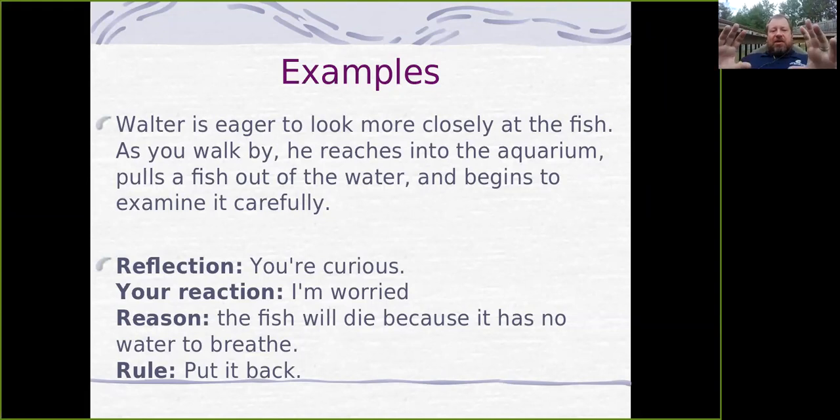So here the adult doesn't overreact. They don't act in a negative or punitive way. They're matter of fact. They understand from the child's perspective that he's curious and interested, and so they redirect him into a positive behavior that can protect that situation. All right.